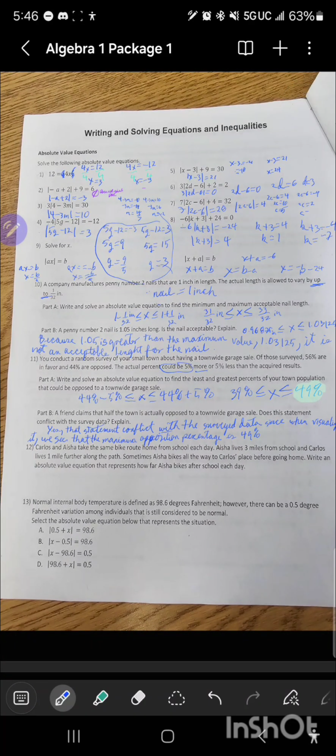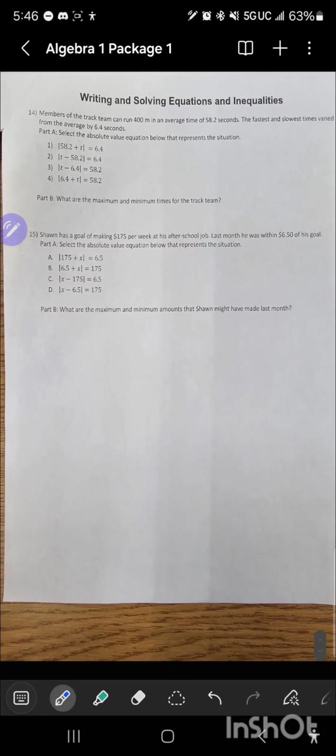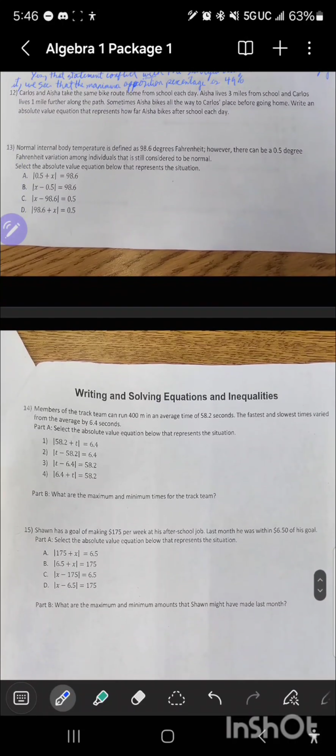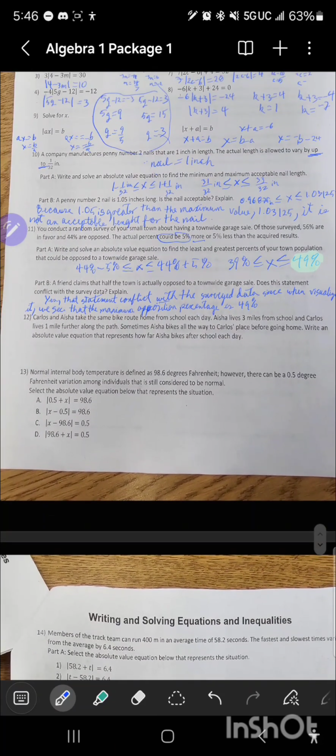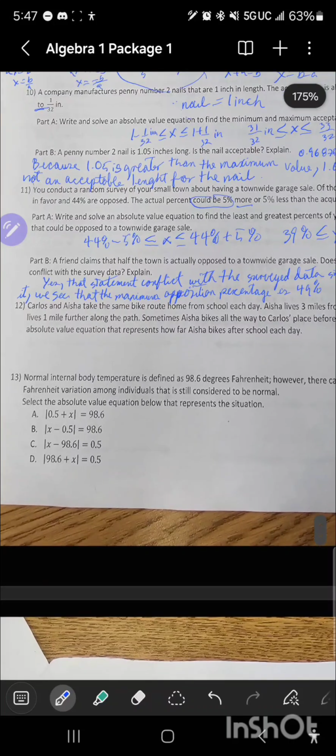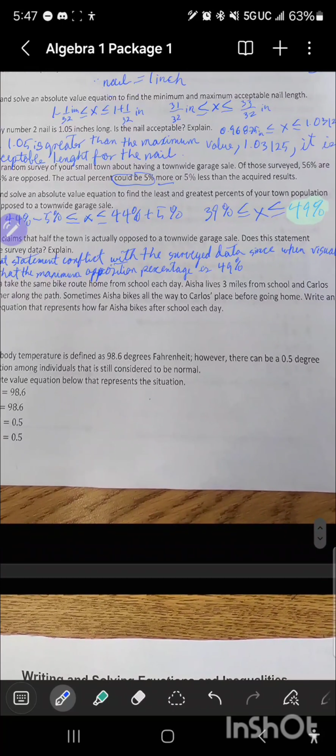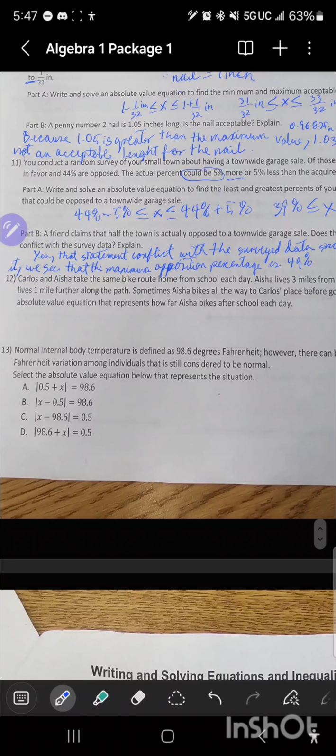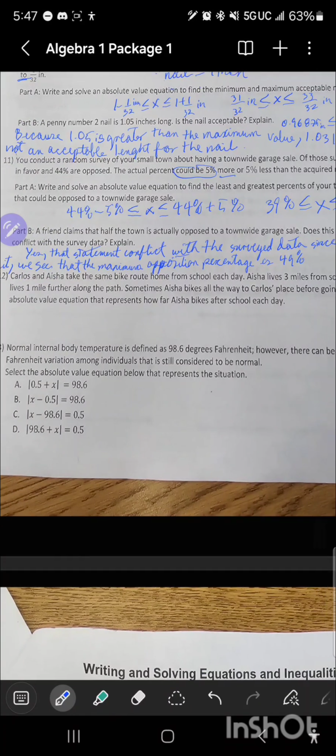And yeah, I think maybe I could do, since I had a problem and I went out for some minutes before, I'm going to do question 12 now. So next day we can actually finish with 13, 14, or 15 and start our next topic. So 12. Carlos and Aisha take the same bike route from home to school each day. Aisha lives 3 miles from school and Carlos lives 1 mile further along the path.